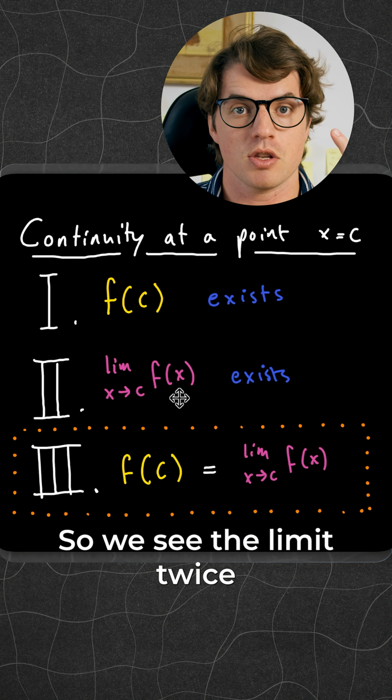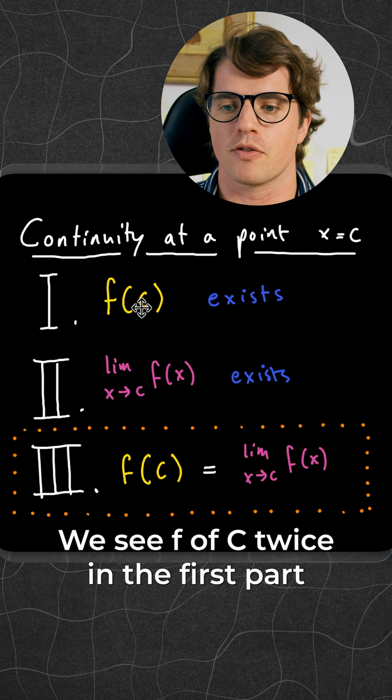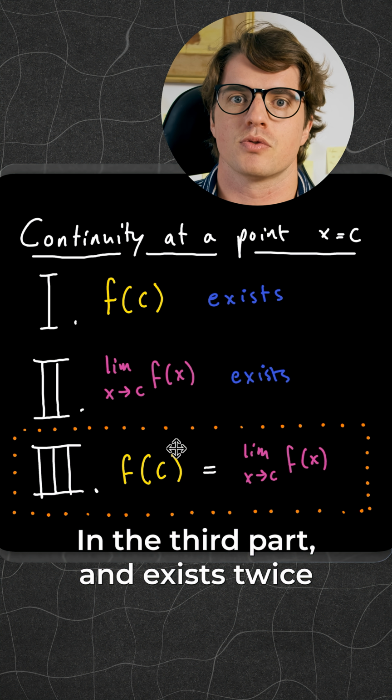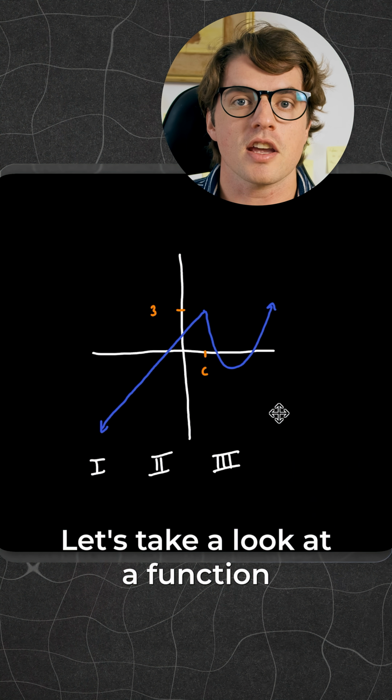So we see the limit twice in the second part and the third part. We see f of c twice in the first part and the third part, and exists twice. However, like I said, the third part is the most important part. Let's take a look at a function.